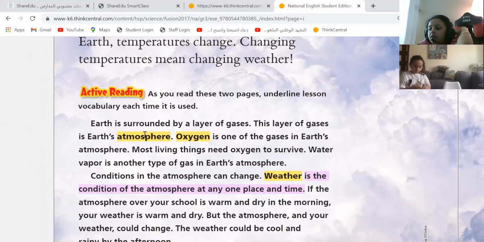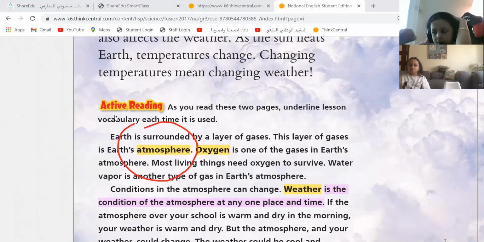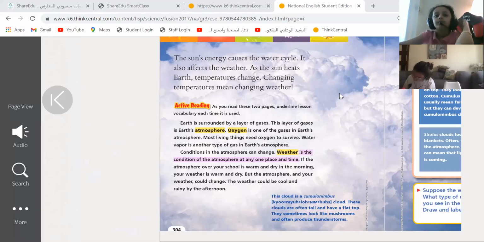So what is weather? The condition of what? Do not open the book. The condition of what? Atmosphere. Excellent. And Dana, we said the atmosphere is what? It's a mixture of gases. And one kind of gas that we breathe is oxygen, and it is very important for living things.